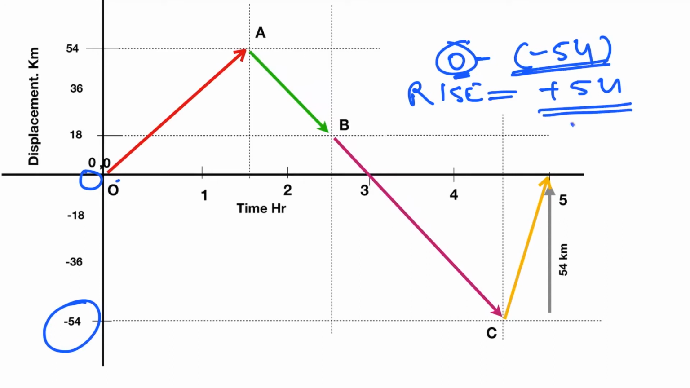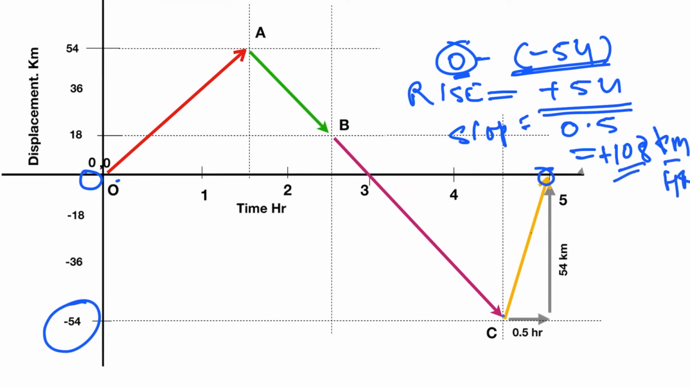Okay, and it took only 0.5 hours. So that means my slope is 54 divided by 0.5. It's 108 kilometer per hour. The angle made by this motion is again less than 90 degrees, which shows the positive direction motion.